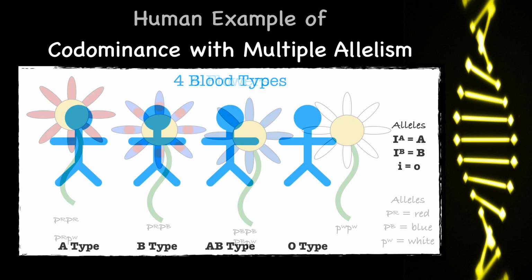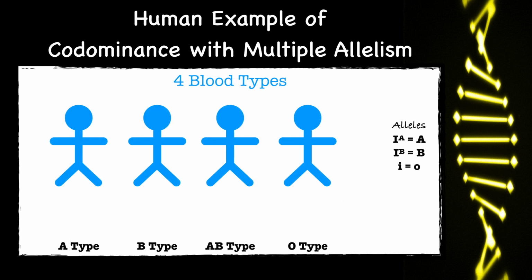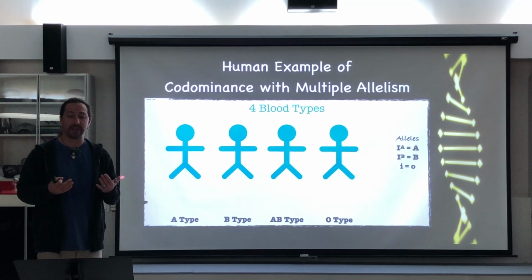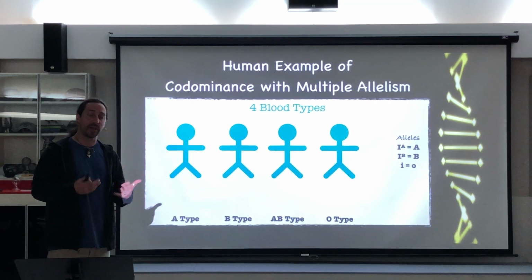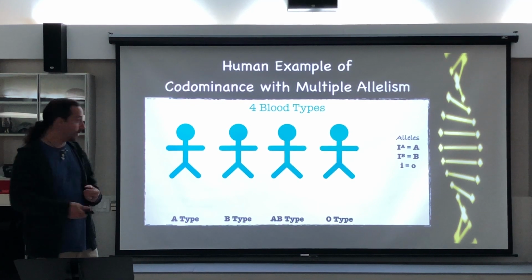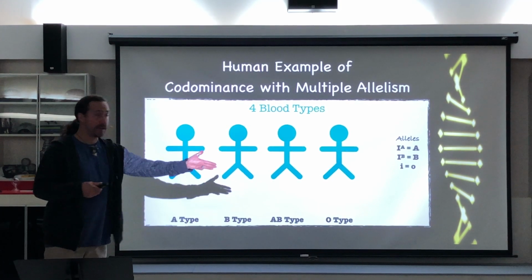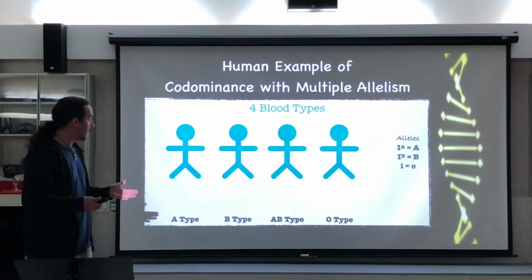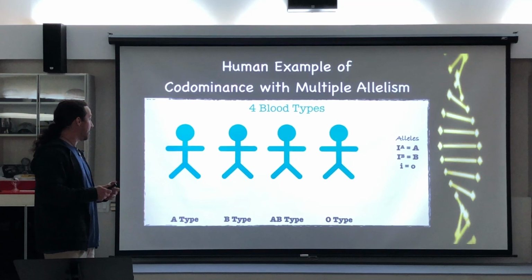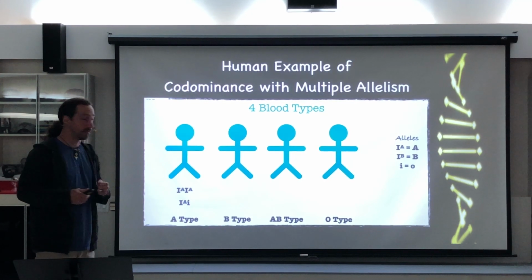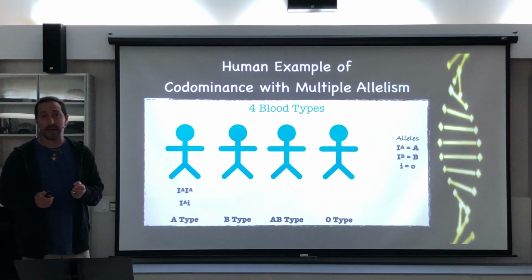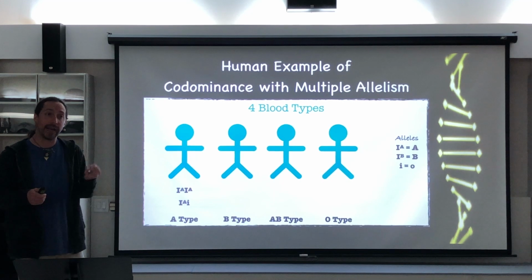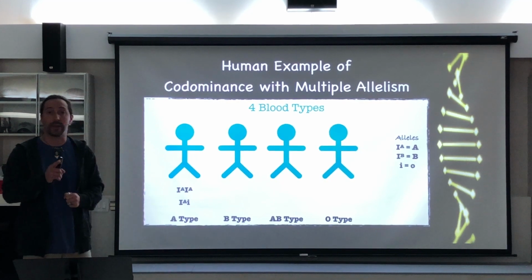Okay? So now we're going to take this and look at it in humans. In humans, we've probably experienced this a little bit with blood type. So blood type, we have 4 different blood types: A, B, AB, and O. Most of us are very familiar with those. A blood type obviously has the A allele, and it can either be homozygous for the A allele, or it can be heterozygous with both the A allele and the O allele, because the O allele is recessive.